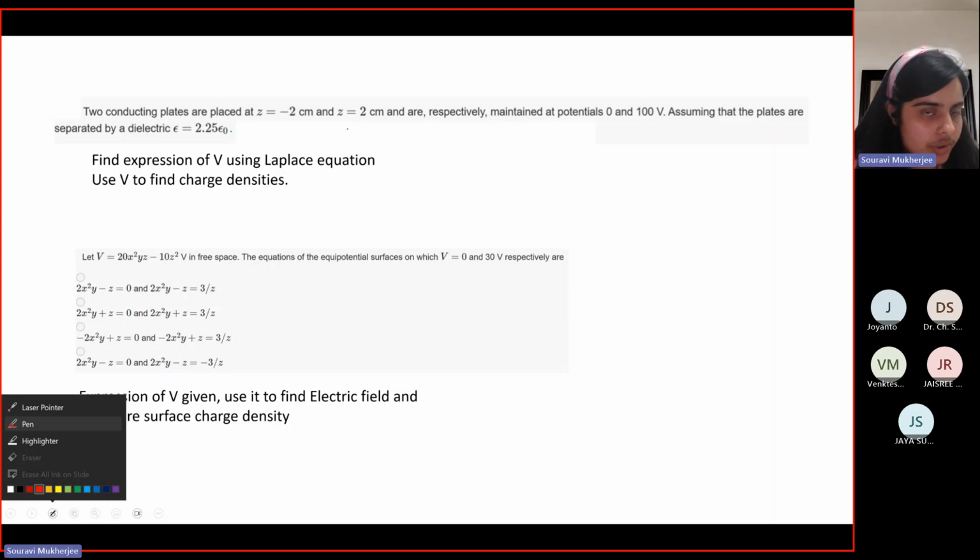What would be the expression of the Laplace equation? Del square V equal to 0, right? So in one dimension, del square V by del z square is equal to 0. That is our Laplace equation. Now we want to find V, so we will integrate. Del square V by del z square equal to 0 means del V by del z is equal to some constant, take it as a. Integrate it further, and V turns out to be az plus b.